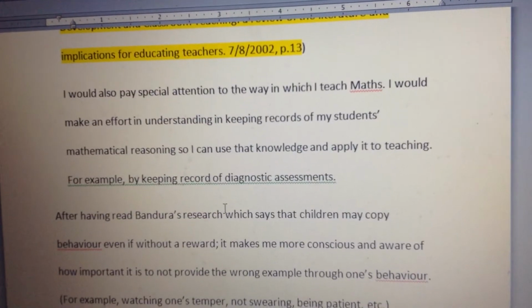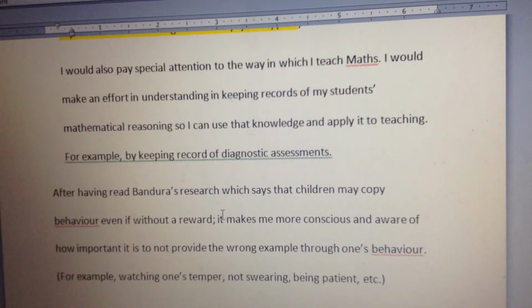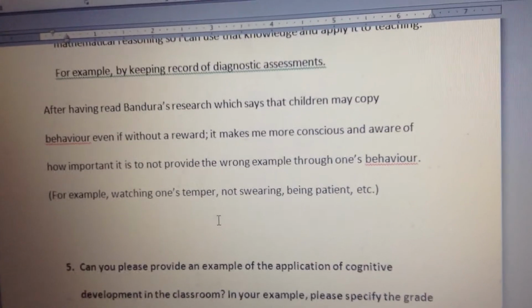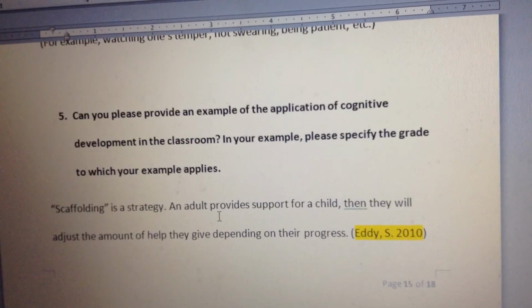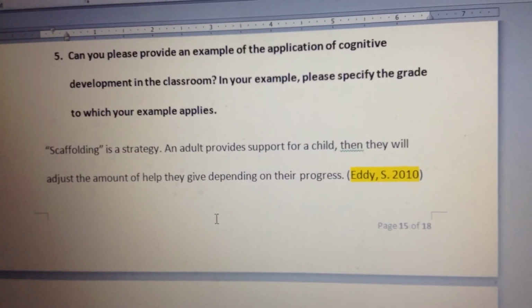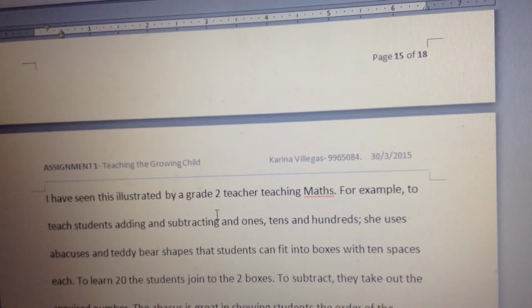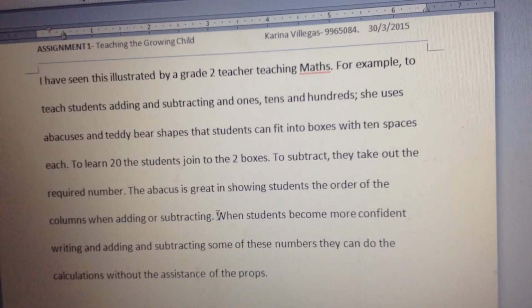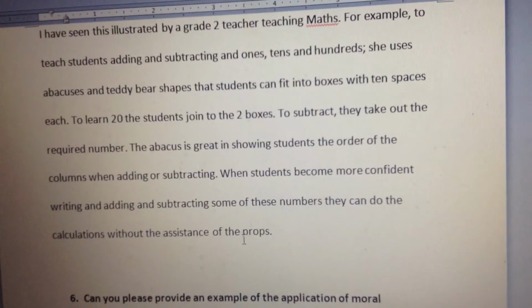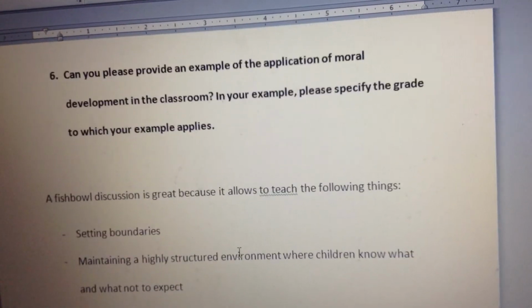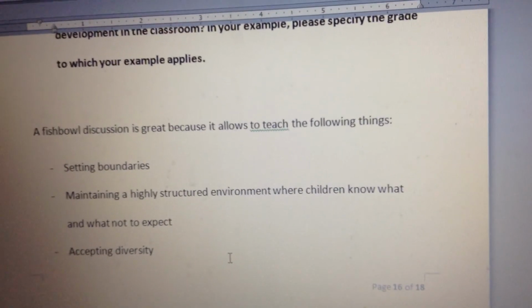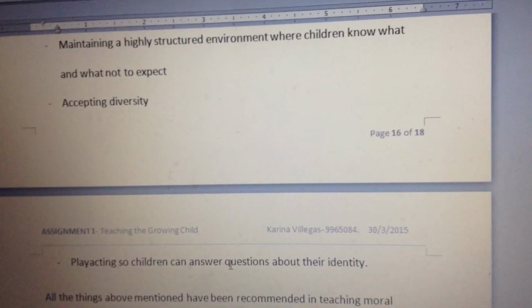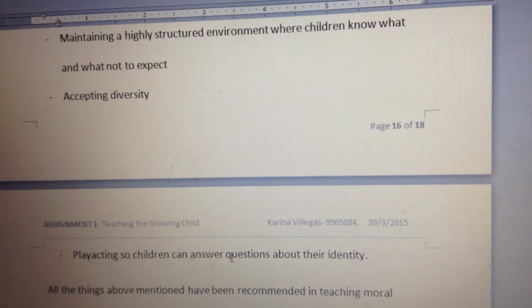In maths, also understanding the levels of my students, so maybe keeping diagnostic assessments. An example of cognitive development in the classroom is scaffolding, for example, with abacuses and counting props for students. Moral development, fishbowl discussion. It helps in setting boundaries, maintaining a highly structured environment, accepting diversity, and children can answer questions about their identity.